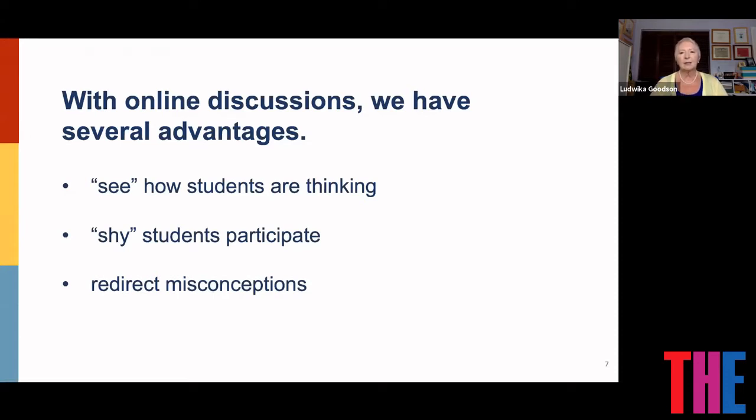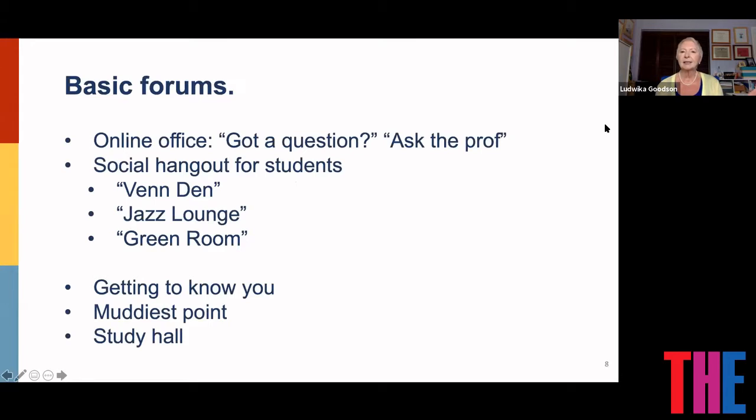Now I want to just take a look at some basic discussion forums that are really easy to set up. And the first is an online office, and that would be on the next slide. Where students can post questions and the whole class sees the answers that you give. And the second is a student social hangout. Often that's called a lounge, but sometimes it has clever names from the instructors. A third is a getting to know you discussion where students answer the questions instructors give them to get to know each other better, but also then the instructor gets to know the students better.